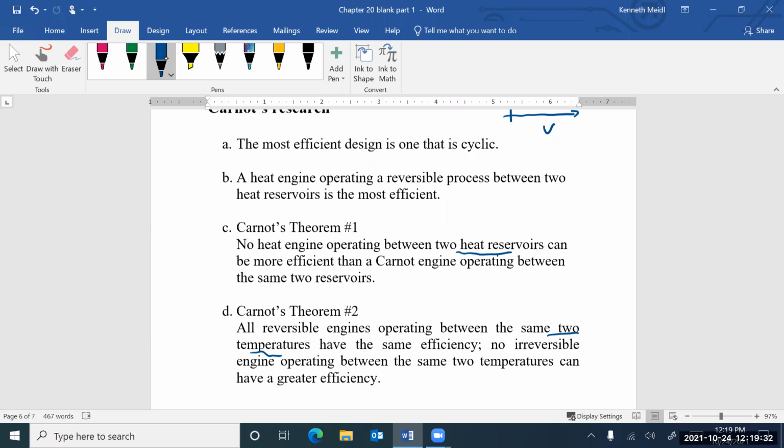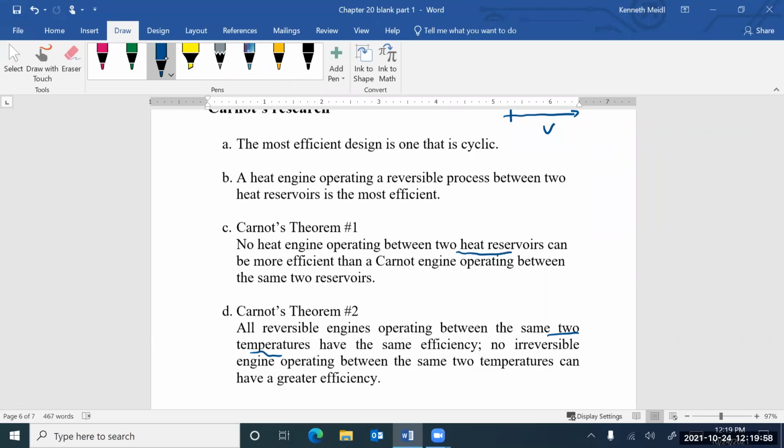A reversible engine between two temperatures is the best that you can do. That does not imply 100% efficiency. That just implies the best that you can get, because it's reversible. You're not losing anything to the environment. Any real process affects the environment. So no irreversible engine can have a greater efficiency than our theoretical best, right?